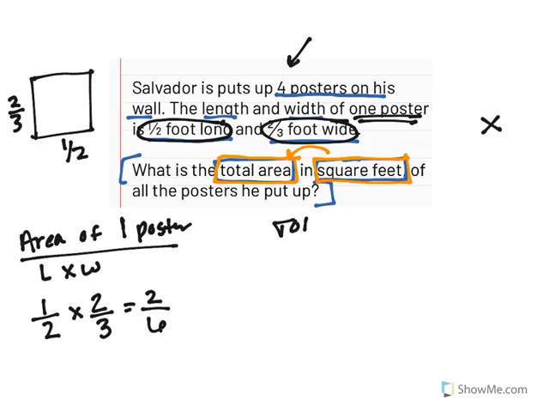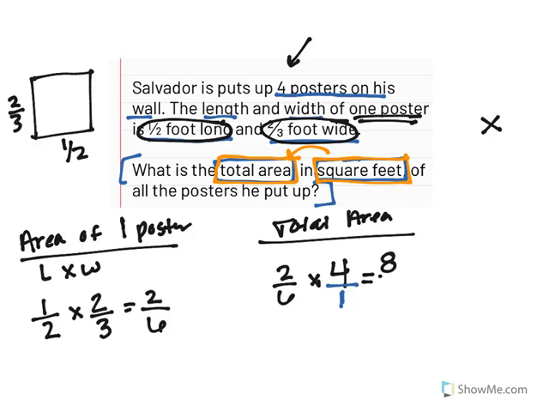Now we're going to find the total area. We're going to take the 2/6 area of just one poster, and we can either add it by itself 4 times, or we can just go ahead and multiply that by 4. But before I multiply by a whole number, I got to remember that the whole number has to have a denominator of 1, and then I can multiply. 2 times 4 is 8. 6 times 1 is 6.